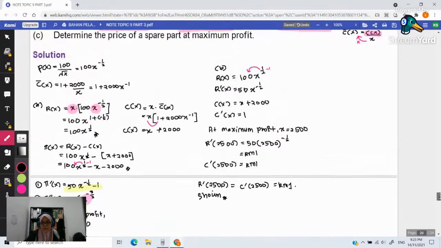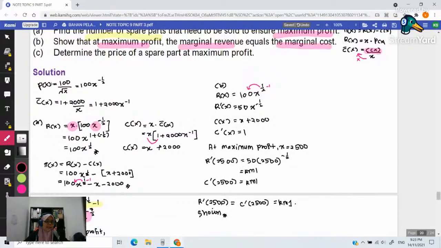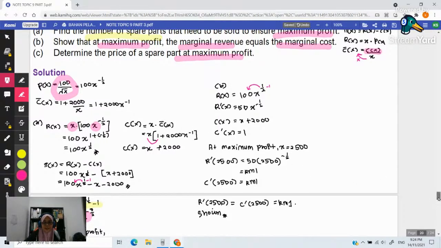Okay, so settle for question B. And now, question C asks you again to find the price. We need to find the price also at maximum profit. See, in this question, you are already given your price function, which is 100 over square root of x. That means we only substitute the quantity at maximum profit. So what is the quantity at maximum profit?